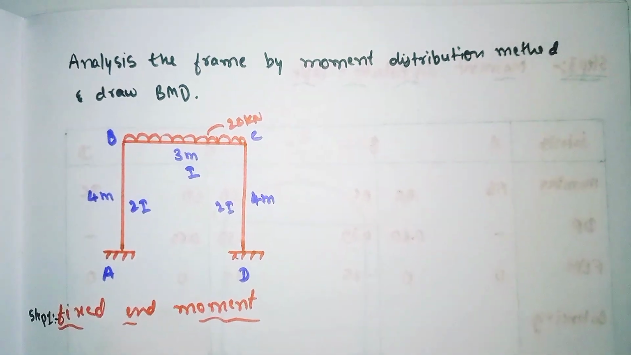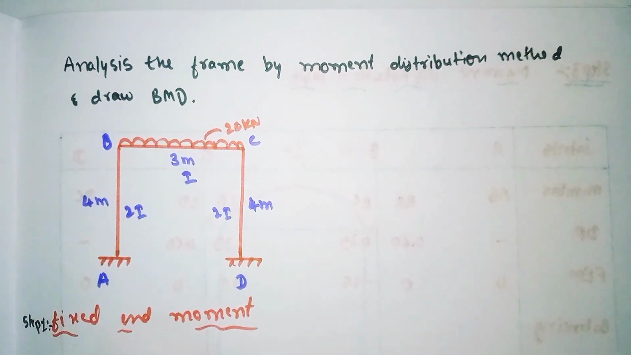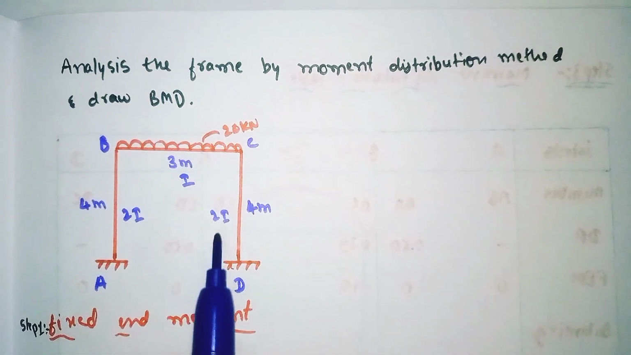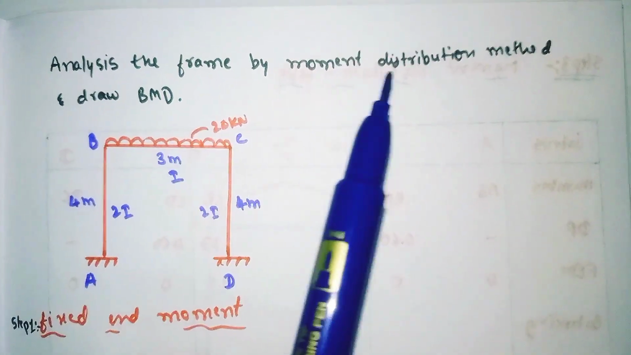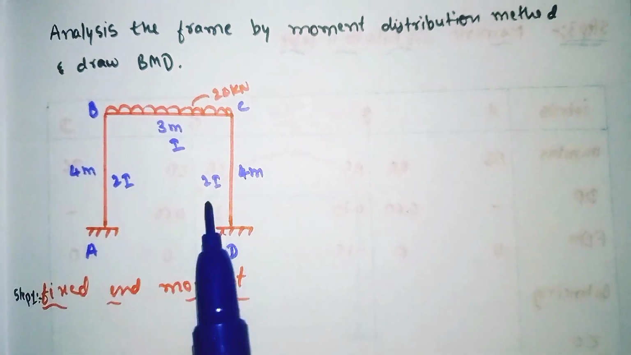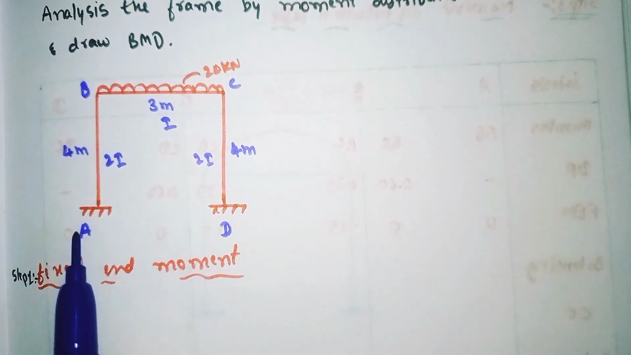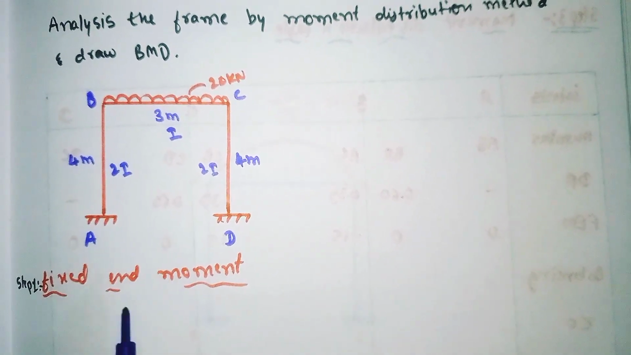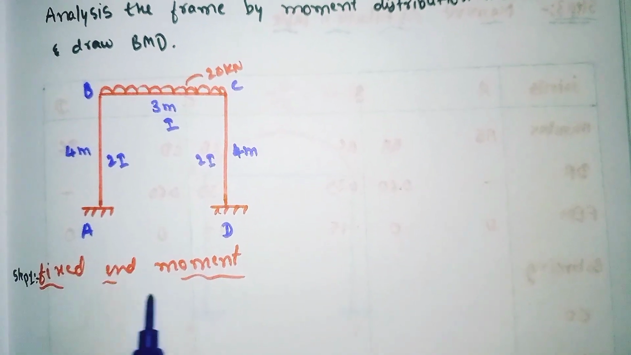So in the last video we have seen a problem of a continuous beam, and in today's video we'll see one problem of a frame by using the moment distribution method. So this is the given frame. First, as usual, we need to find out the fixed end moment. The first step is to find out the fixed end moment.